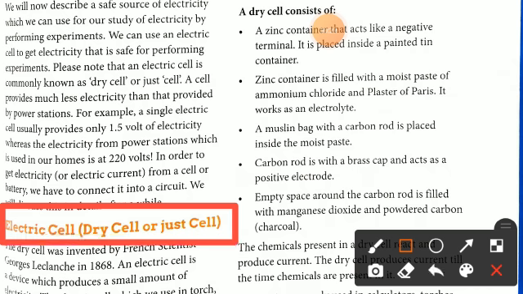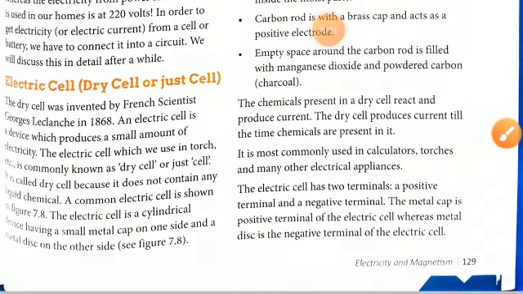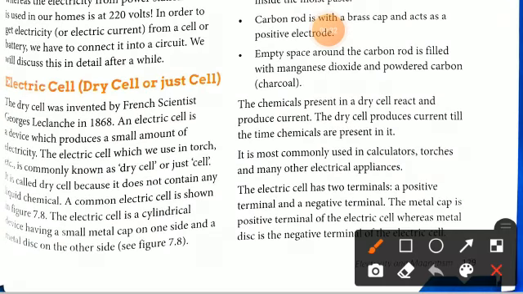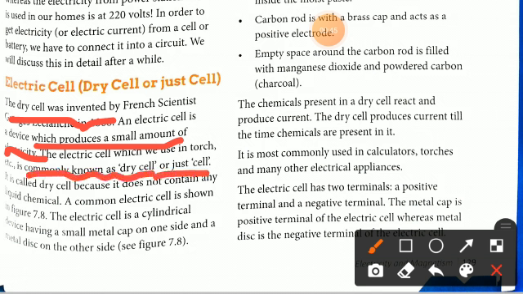Fine. So the dry cell was invented by a French scientist, Georges Leclanche. Who invented the cell? Georges Leclanche in 1868. An electric cell is a device which produces a small amount of electricity. The electric cell which we use in torch is commonly known as dry cell, or you can say just cell. It is called dry cell because it does not contain any liquid chemical.